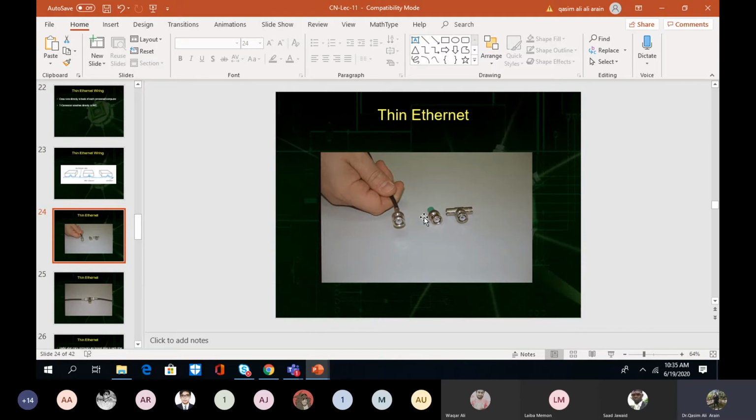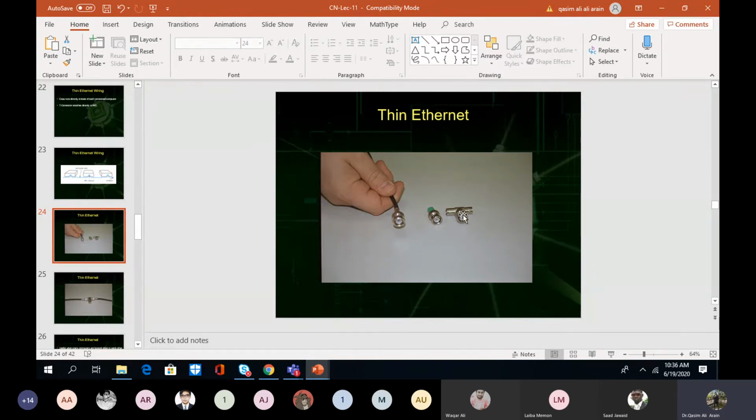ठीक है जी, this is your terminator. In the center you have the terminator. I mean the terminator is being placed at the end of both the cables. जहाँ पे आपकी केबल एंड हो रही है वहां पे आपने इसका end connector लगा देना है so that your signal might not be reflected back.